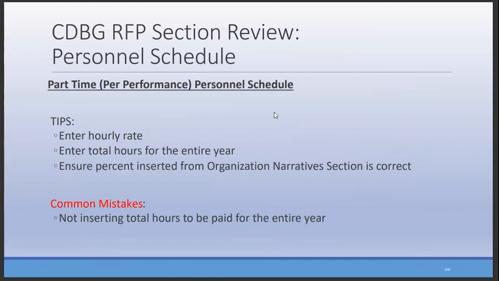Here are some tips regarding completing the part-time personnel schedule. Similar to the full-time personnel schedule, the hourly rate and the total hours for the entire year should be accurate. Ensure the percent of time charged to the CDBG activity is a solid estimate, which may require using Excel's GoalSeek feature. Common mistakes are identical to a full-time personnel schedule, which is not inserting actual annual hours worked.